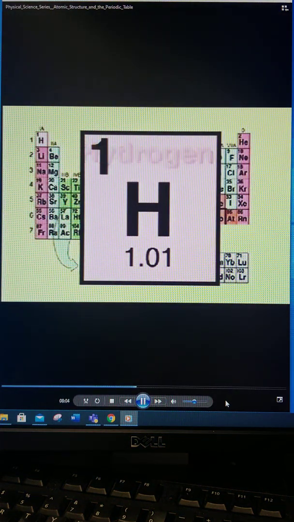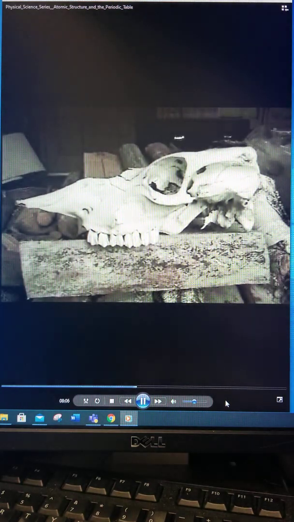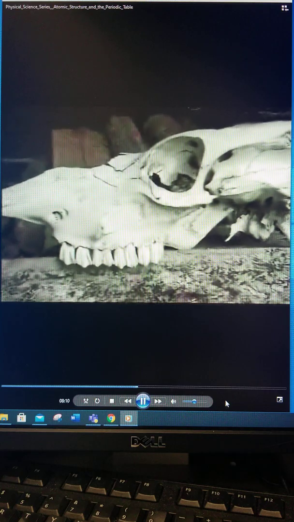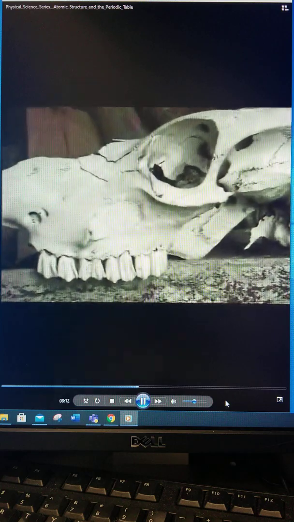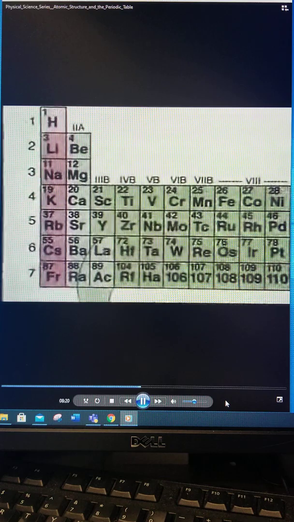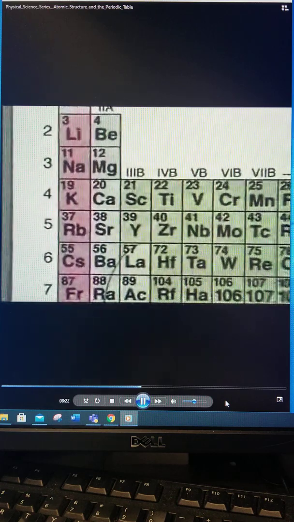Let's take a look at another element, calcium. Calcium is an element found in the human body and in the bones of other animals. Calcium is also common in rocks, such as limestone and marble seen here. It is located here on the periodic table. The chemical symbol for calcium is Ca.